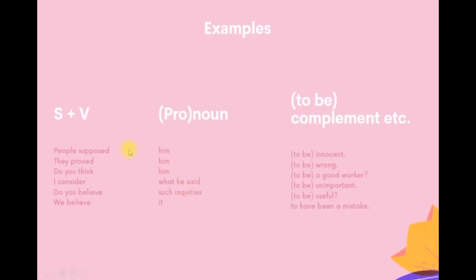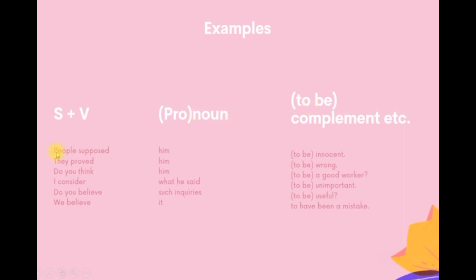Okay, now let's see the examples. This is the pattern for verb pattern 4. Subject plus verb, followed by noun or pronoun, and then followed by complement. We can put to be or we can also omit to be. So if you see to be in bracket, it means that it is optional. You can put it or you can omit it.